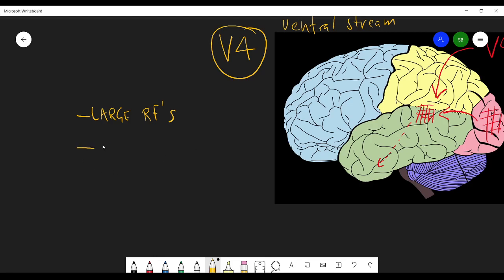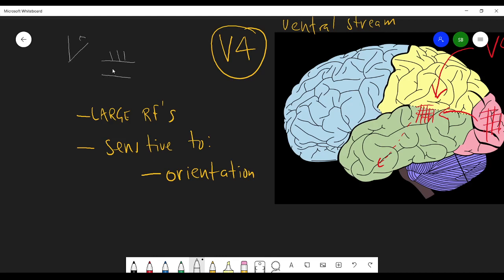The second thing is that they're sensitive to orientation. So that means, for example, for a line in one angle, you might get a small response, but then if you move it to a slightly different orientation, you get a much bigger response in the neuron. So they're responsive to orientation, and they're also responsive to colour.